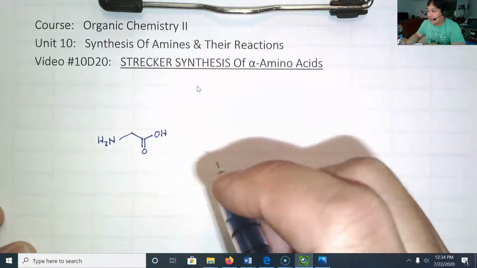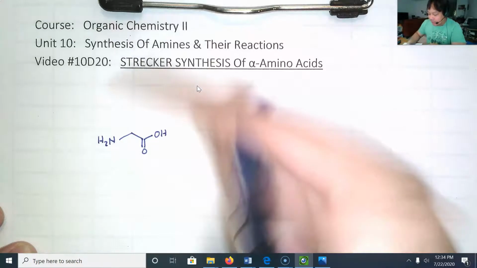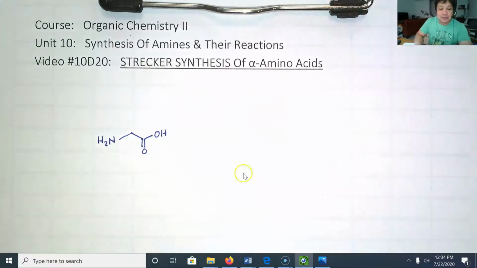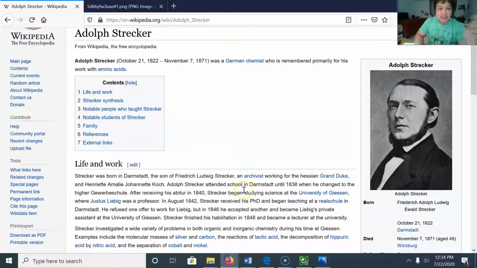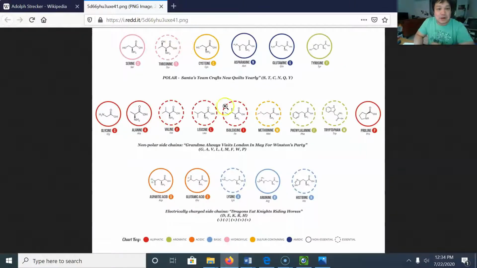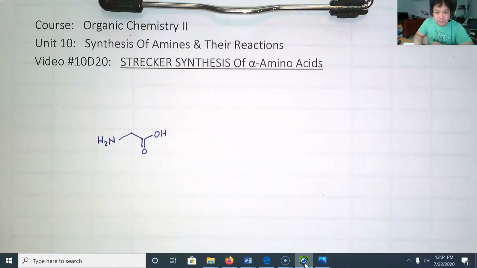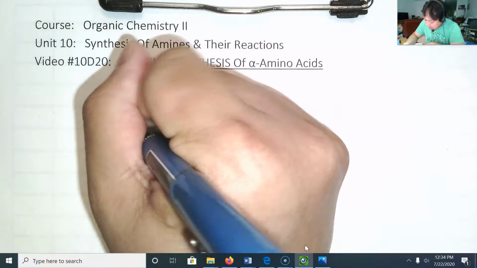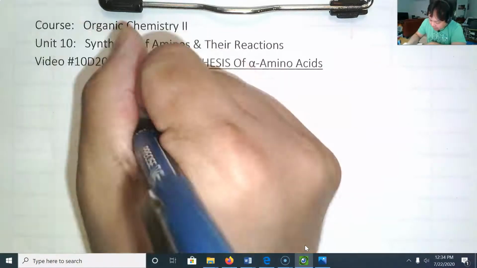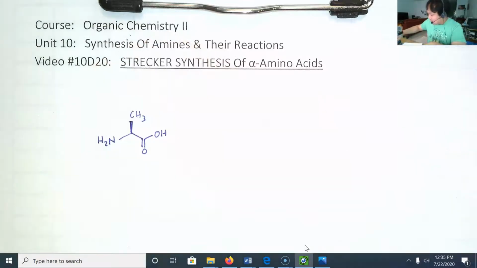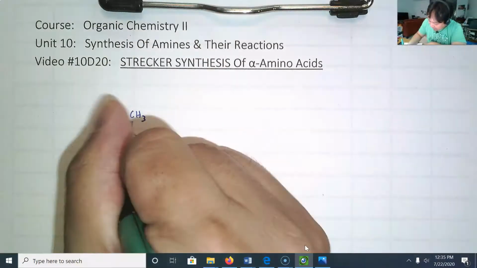choose an amino acid. There are actually 20 natural amino acids. Let me see. I pulled up a chart. So there's 20 there, and why don't we pick something fairly simple? Let's pick alanine. Okay, so I'm missing the methyl group, and the stereochemistry actually is going to be wedge for this group here. I looked it up. This is alanine.